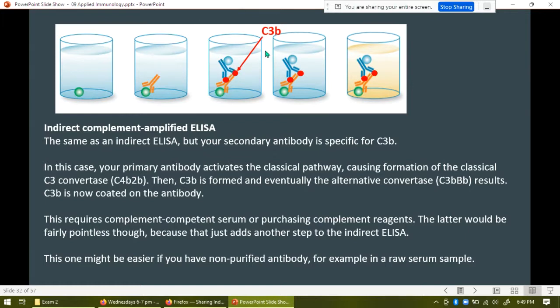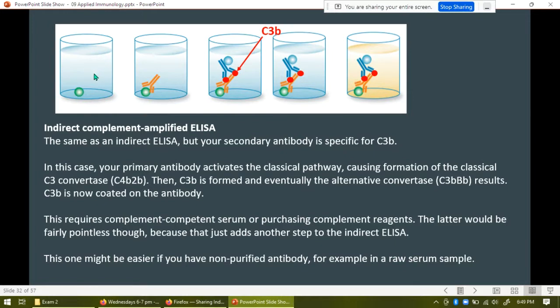Then you wash everything out. You're still left with your secondary antibody in there because it's bound to the C3b. Then you add the substrate to this, and if the secondary antibody is present after the wash, meaning it has remained bound to something, i.e. C3b, then you're going to get a color change that you can measure and become quantitative about.